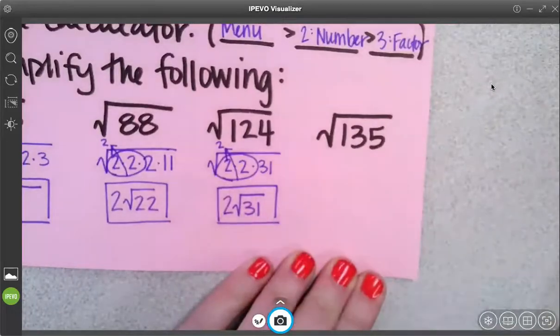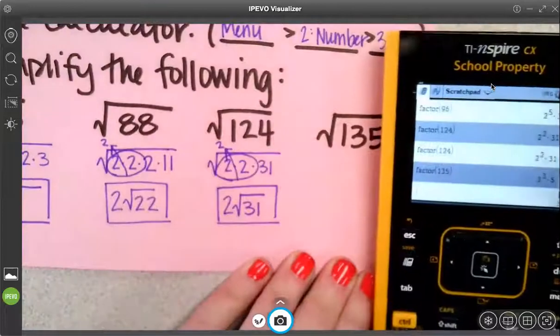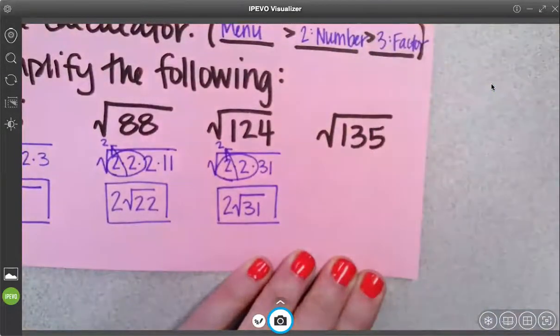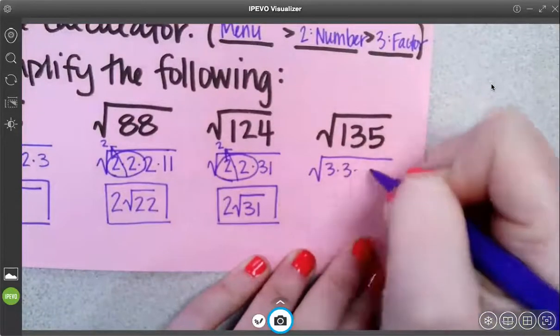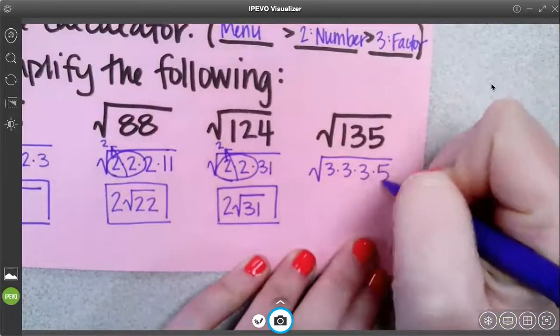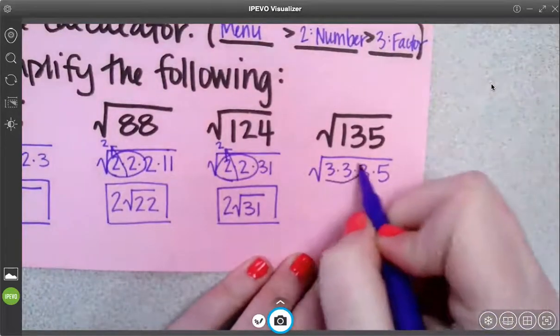List your factors out. This one says 3 cubed times 5. So when I rewrite 135, it's 3 times 3 times 3 times 5. Look for pairs and circle them. I see a pair right here, a pair of 3's.